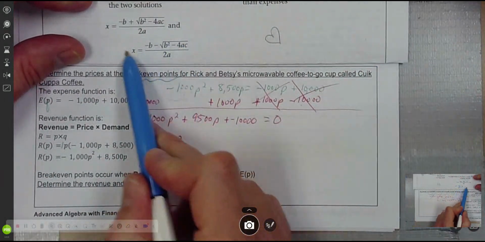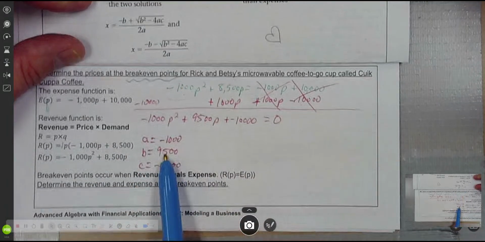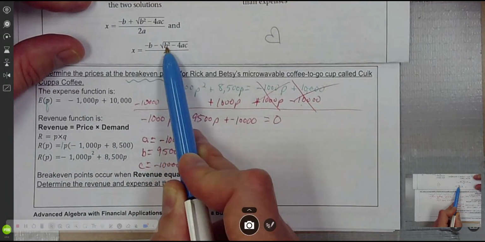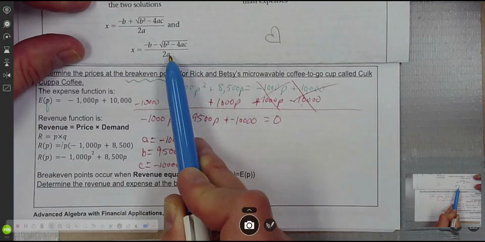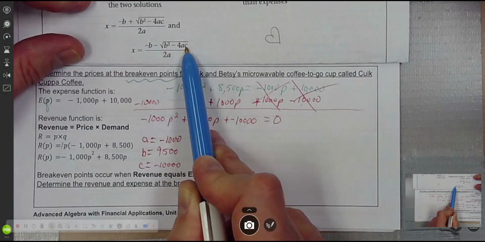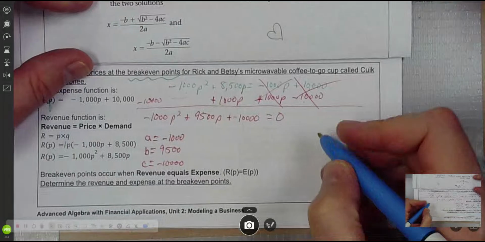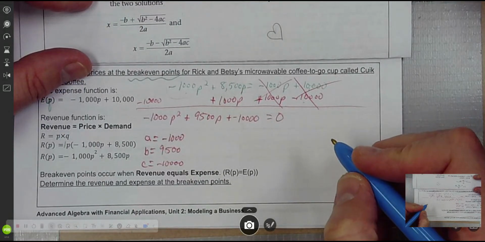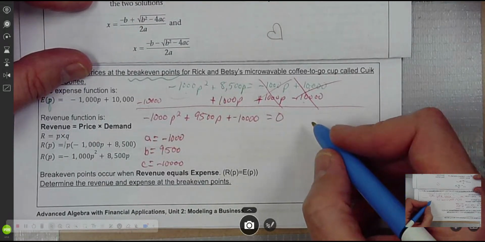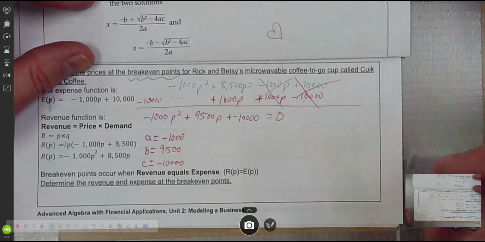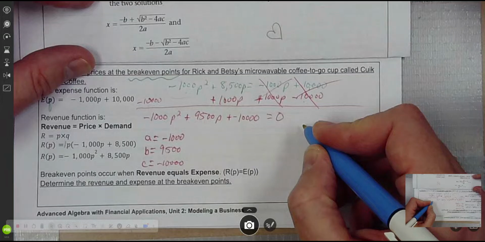So I'm going to use this formula, and you see how my B value is going to go in for B. Every time I see B, I'm going to put the B value in. Every time I see A, I'm going to put the A value in. Every time I see C, I'll put the C value in. You ready for this? All right. Don't be scared. You can do this. Students for 100 years have been doing this. Maybe not quite 100. Maybe 80 or 90. All right. Here we go.